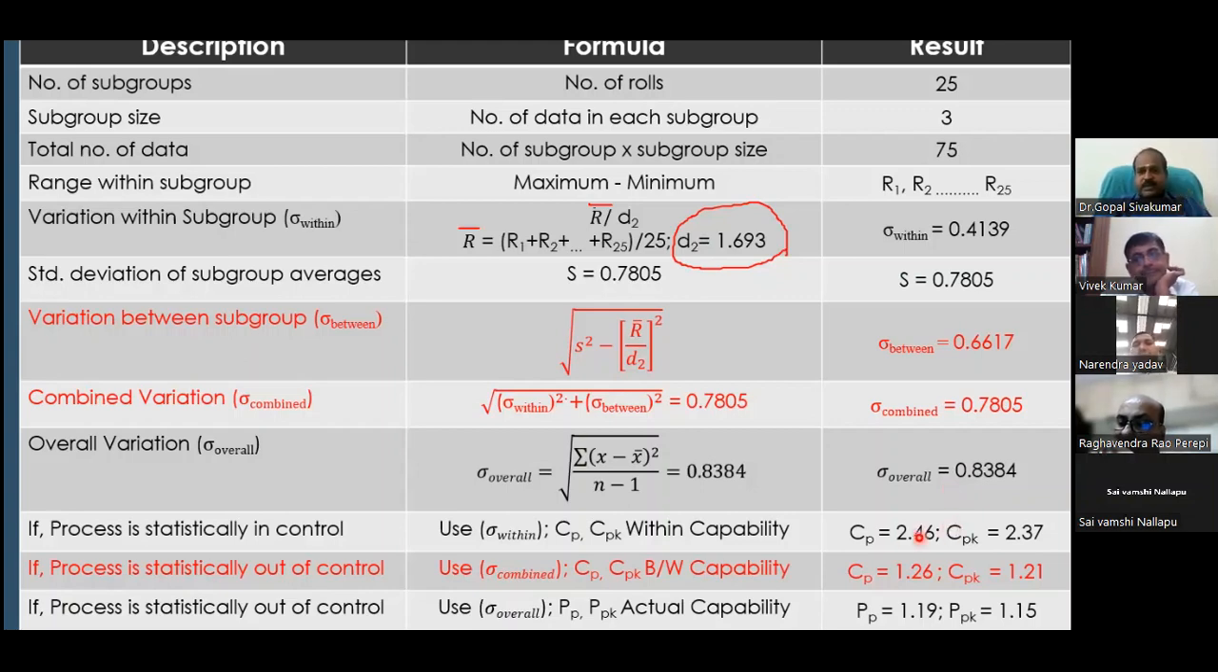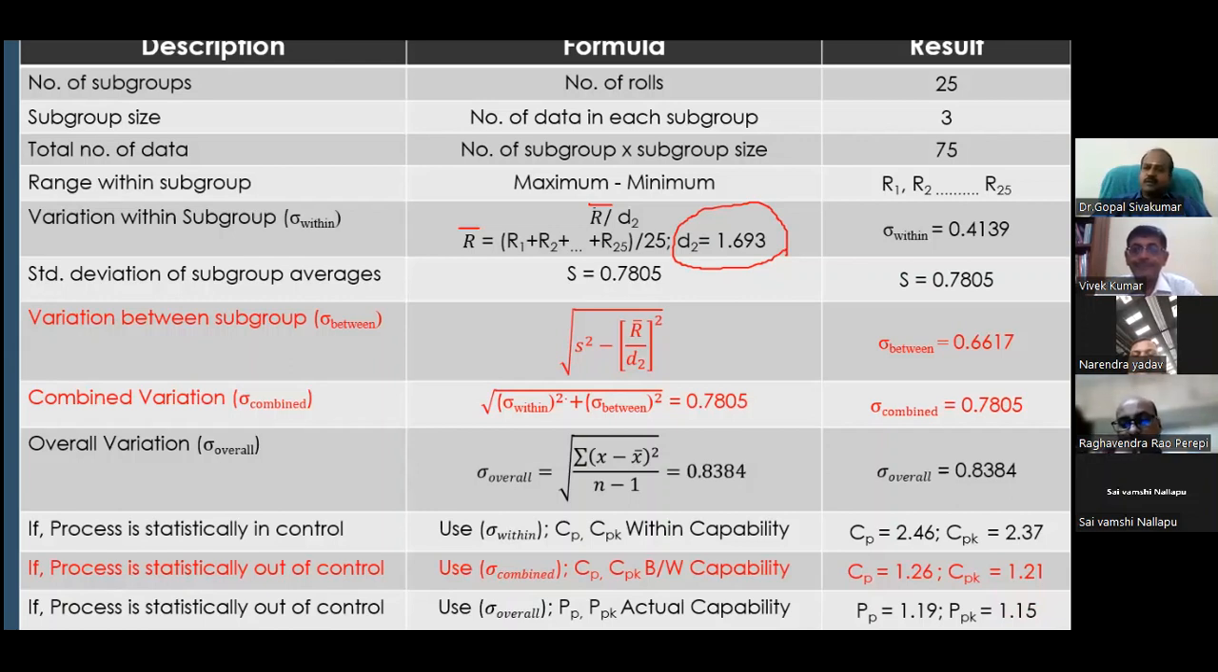For the same set of data, when I calculate Cpk, it looks extremely capable, but Ppk, you can see, is 1.19 and 1.15. Which is your real capability? Which is your performance, which your customer will experience from your company? Ppk or Cpk? According to the Cpk we studied, 2.46, 2.37, extremely high values, more than 6 sigma. So Ppk is the long-term capability, and we should always look for a higher Ppk value, not just the Cpk value.